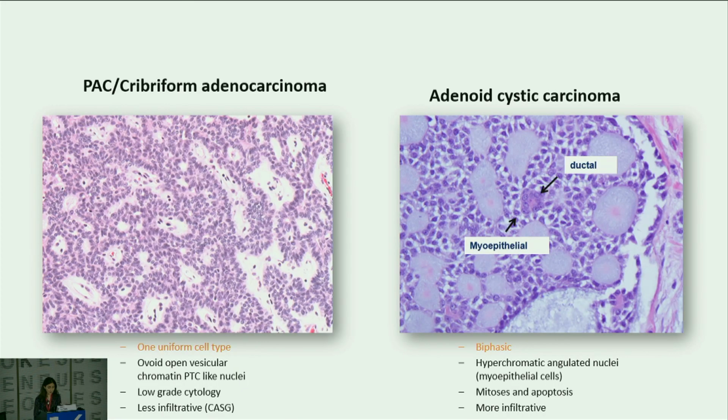But as we said before, adenoid cystic carcinoma is a biphasic tumor. So you see the duct and the myoepithelial differentiation here, whereas polymorphous adenocarcinoma and cribriform adenocarcinoma are composed of one cell type. And often they show this ovoid open vesicular chromatin, whereas adenoid cystic carcinoma is more basaloid, and we see the hyperchromatic angulated myoepithelial cells. Additionally, even in the absence of solid growth, you often see some mitotic activity and apoptosis in adenoid cystic carcinoma, whereas cribriform adenocarcinoma typically has low grade cytology.